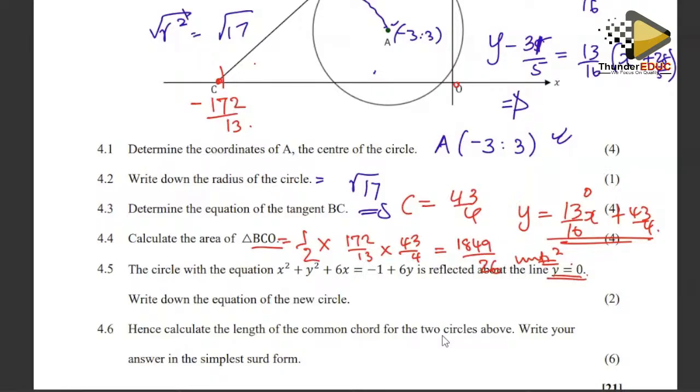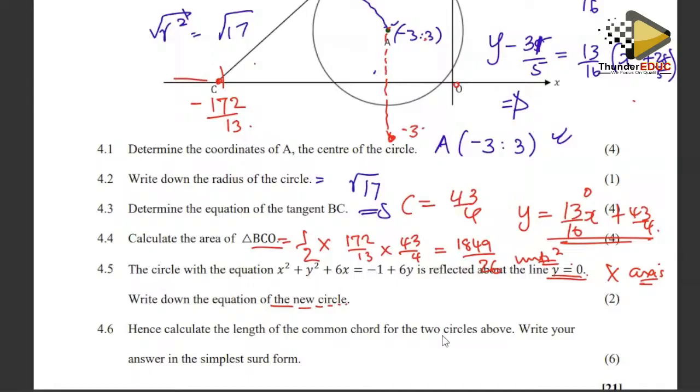Then 4.5, the circle with this equation is reflected about the line y is equal to 0. And which line is that where y is 0? So that is the x-axis. Okay, so this circle is reflected about the x-axis. Can we write the equation of the new circle? So if it's reflected about the x-axis, okay, we're keeping the x. It's only the sign on the y that's going to change.